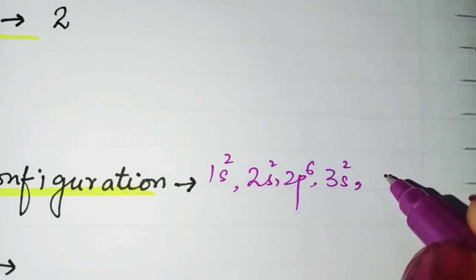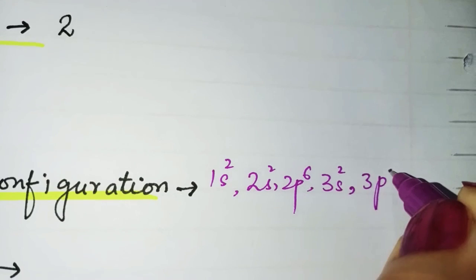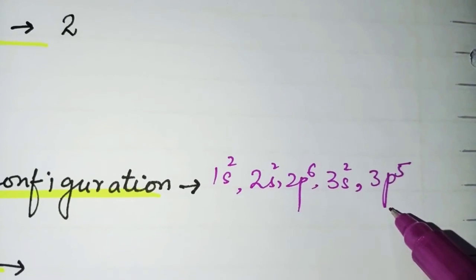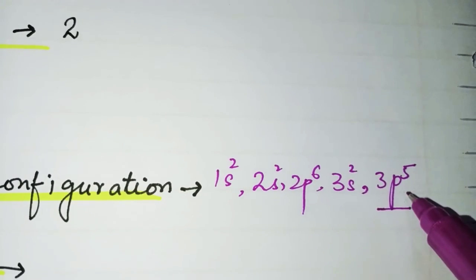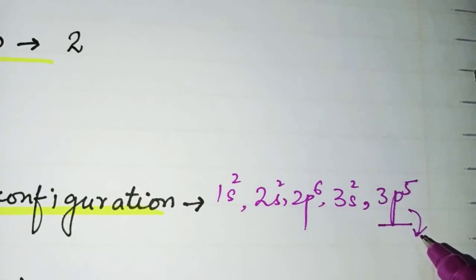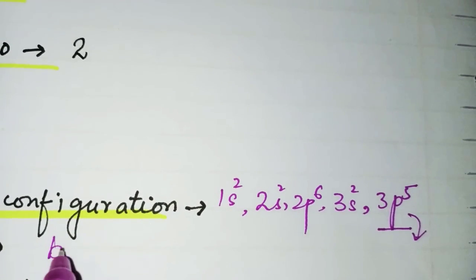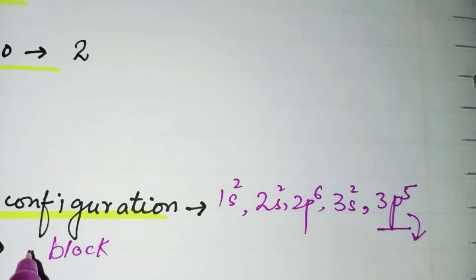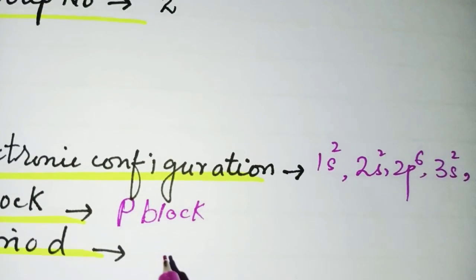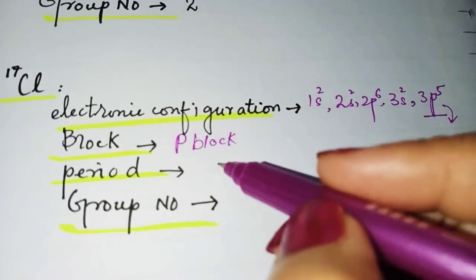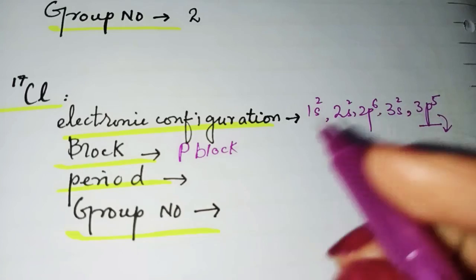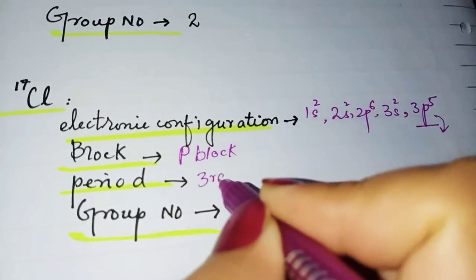So let's see in which group and period it belongs. So I'm done with the configuration, that is 3p5. We have accommodated 17 electrons. So the last electron is in p orbital. So I can say that this element belongs to p block. And now the period number. Since the highest principal quantum number is 3, I can say the period number is 3.